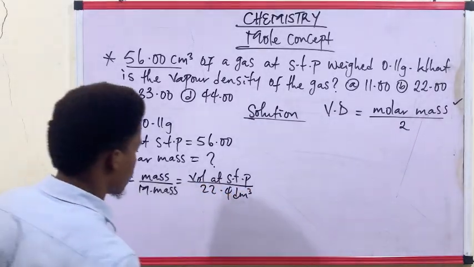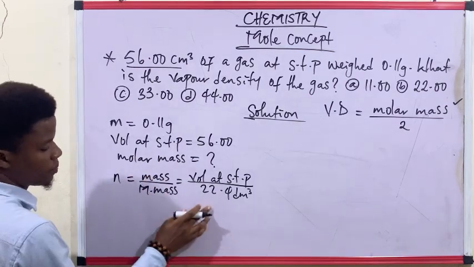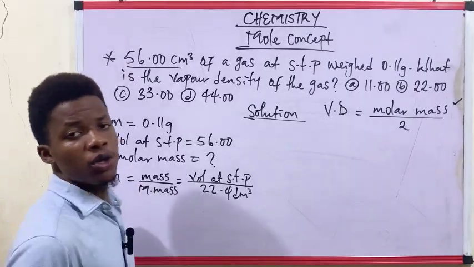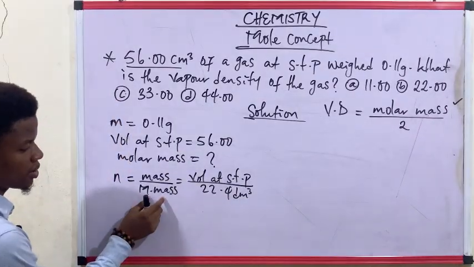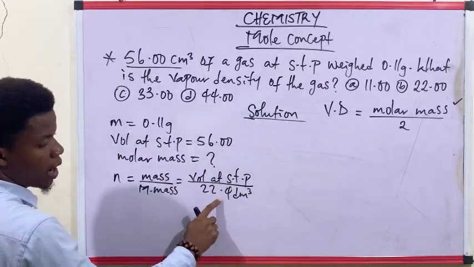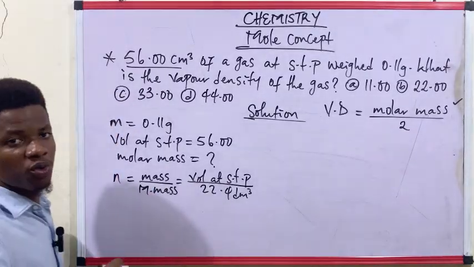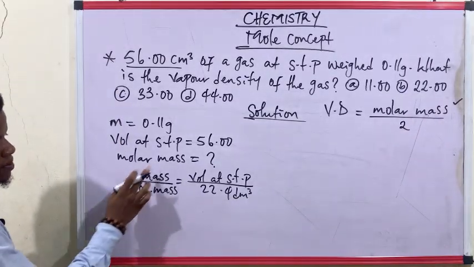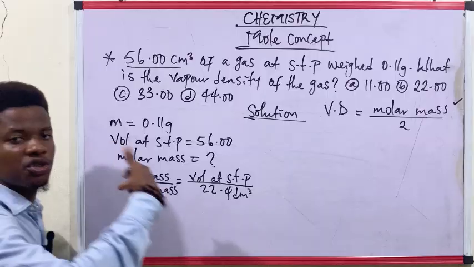Now, instead of us using N is equal to volume at STP, so we find N, and later come and use N is equal to mass all over molar mass, that will take us a lot of time. Just look through the entire thing. What was given? We are looking for molar mass. We know our mass. We know the volume at STP, and we know this guy. So it's only molar mass we don't know. So instead of trying to do a lot of things, just take off this N equal to and leave it like this. Mass all over molar mass is equal to volume at STP over 22.4. So when you have it like this, it makes the journey very easy.